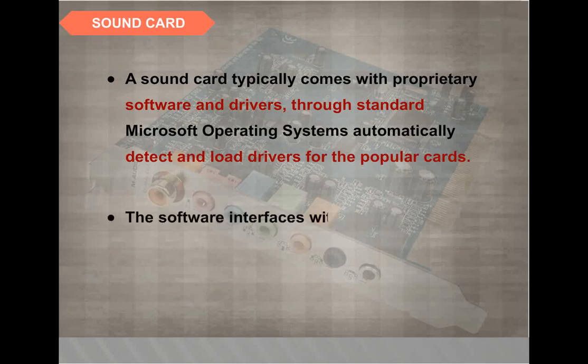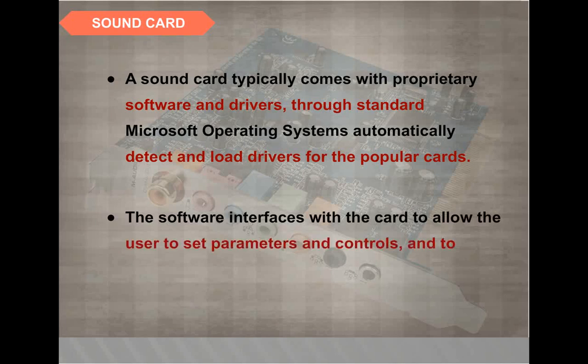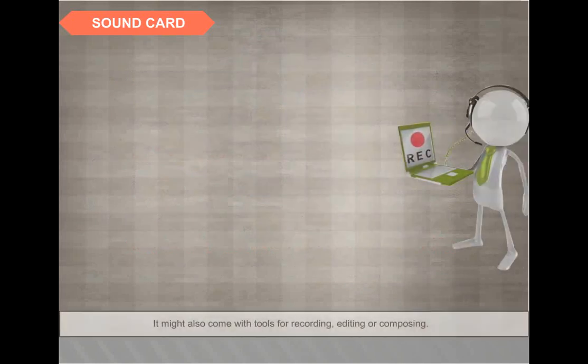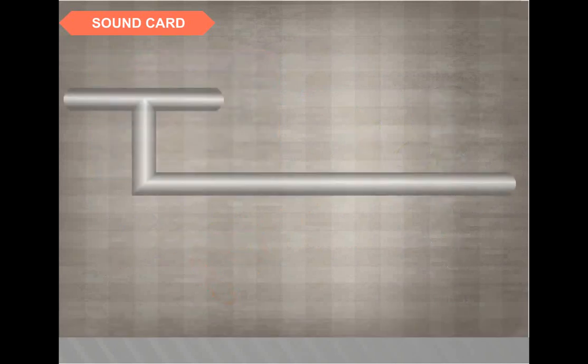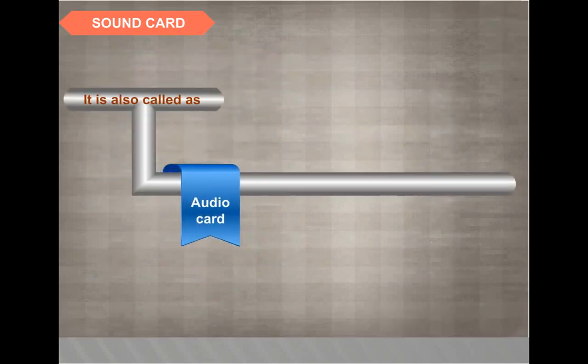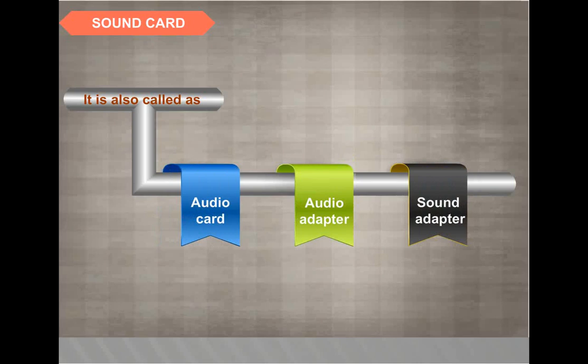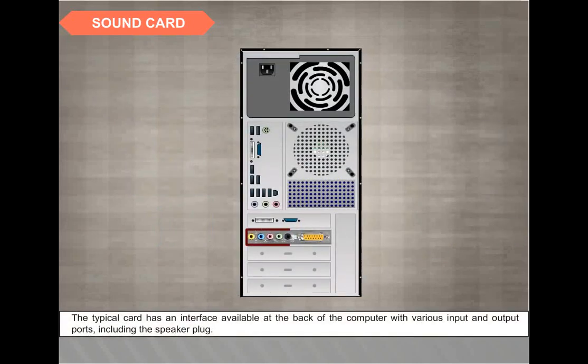The software interfaces with the card to allow the user to set parameters and controls and to perform checks on the hardware. It might also come with tools for recording, editing, or composing. It is also called an audio card, audio adapter, or sound adapter. The typical card has an interface available at the back of the computer with various input and output ports, including the speaker plug.